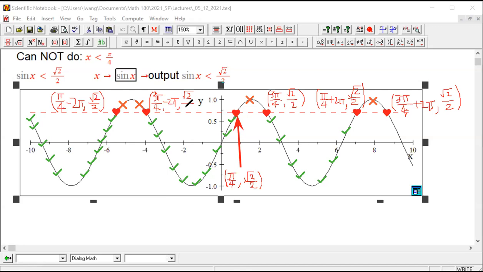Isn't that interesting? Very interesting. So now we have found the pattern. By identifying these 2 points, we know that all the other points are going to be plus or minus what? 2k pi. And now we're going to identify the solutions. So where do we find the solutions? We have a solution here.